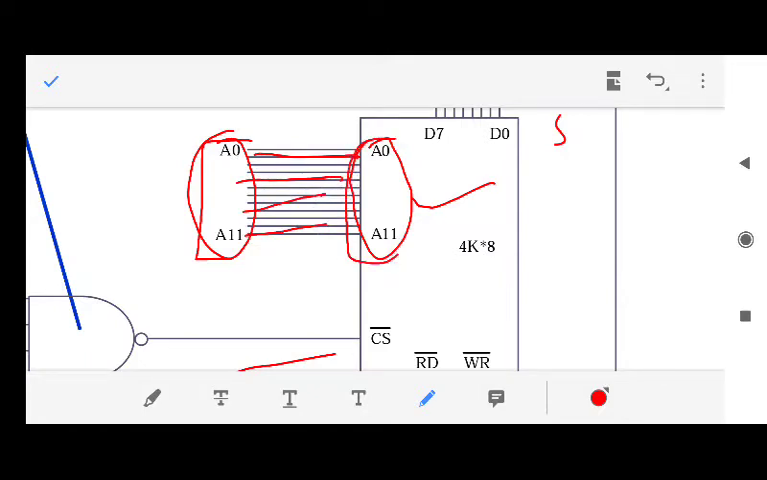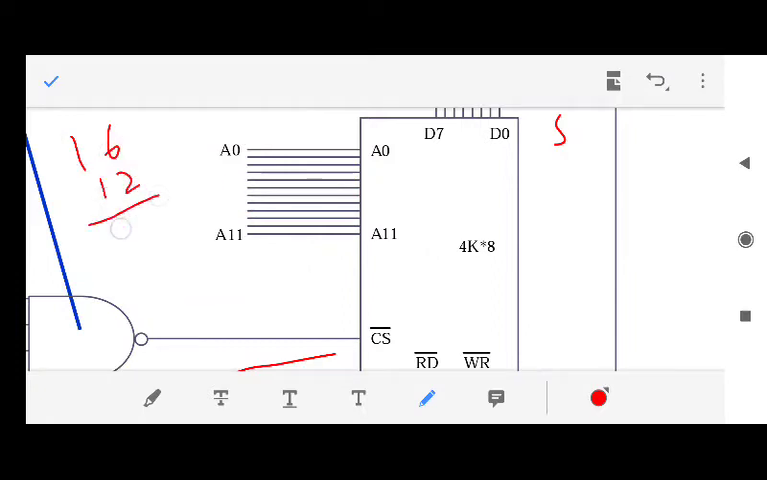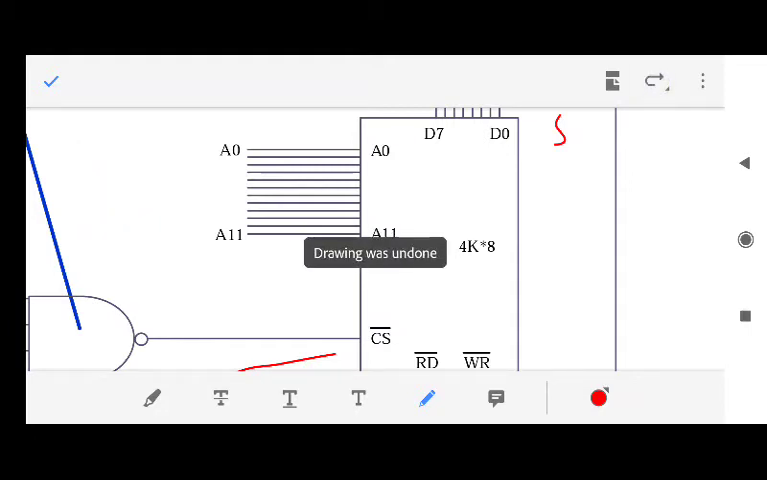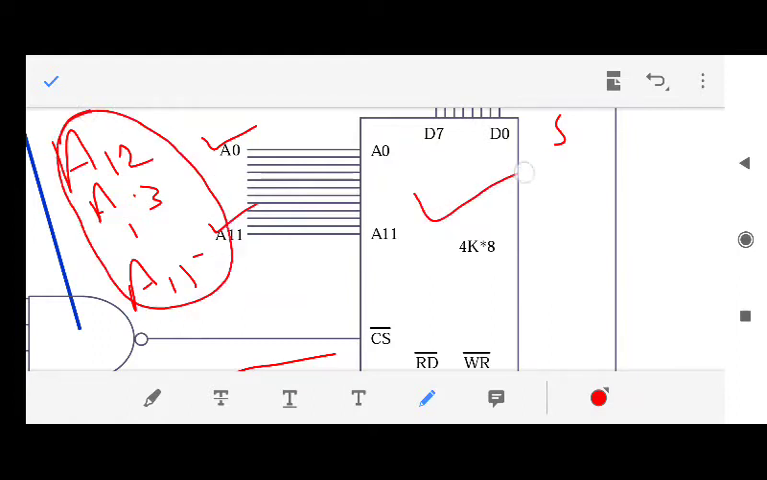Fine. Now how many address lines are remaining? There are 16 address lines. You have already used 12 address lines, so 4 address lines are remaining. What are those 4 address lines? Higher bit address lines would be remaining. Lower bit address lines starting from A0 to A11 are already engaged. So A12, A13 till A15, these address lines are remaining. So we can directly use these address lines to select this chip.